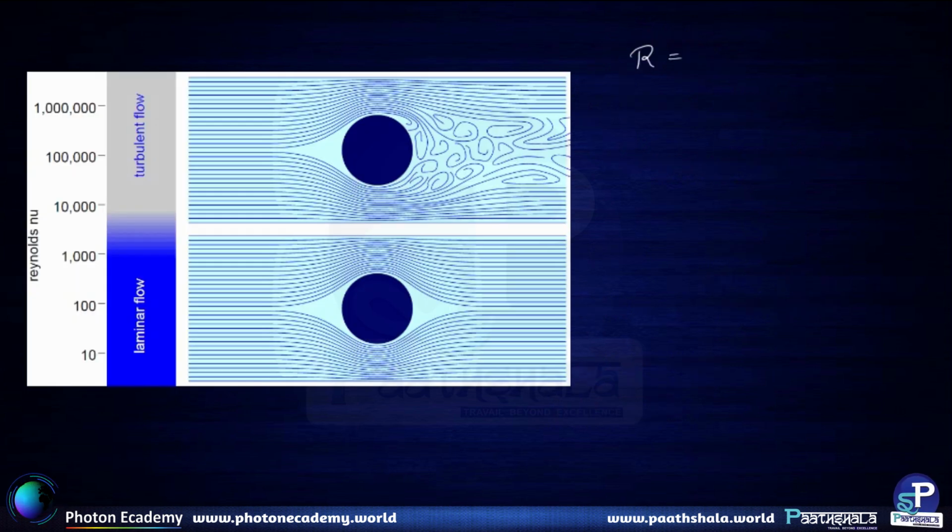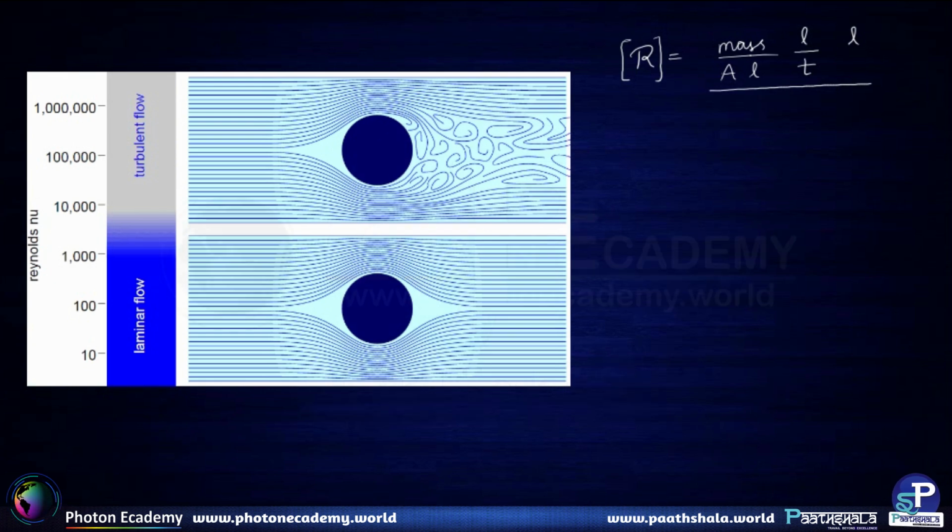Okay, so if we were to try and find out the dimensions of the Reynolds number, what do we get? The dimensions of density are nothing but mass over volume. Now volume I am choosing to write as area into length. Velocity is length per unit time, and diameter d is just length. And what are the dimensions of eta? We have this formula, force is equal to eta A dv upon dx. So we can say that the dimensions of eta are the dimensions of force, and force is mass dv upon dt.